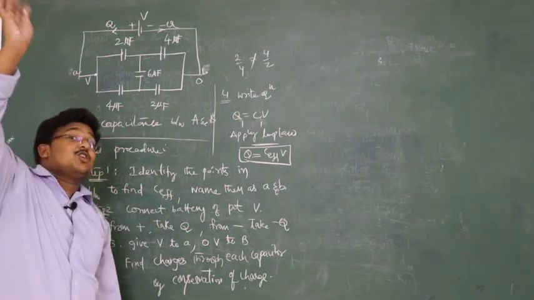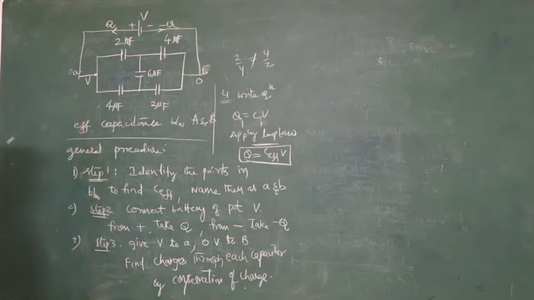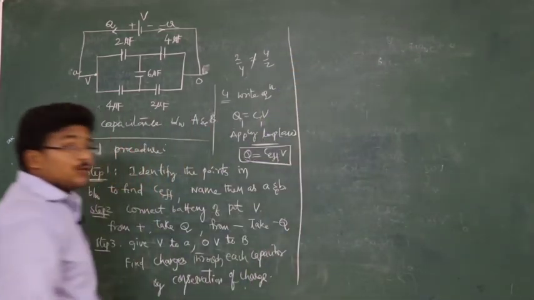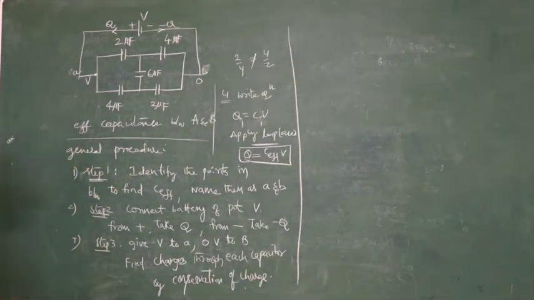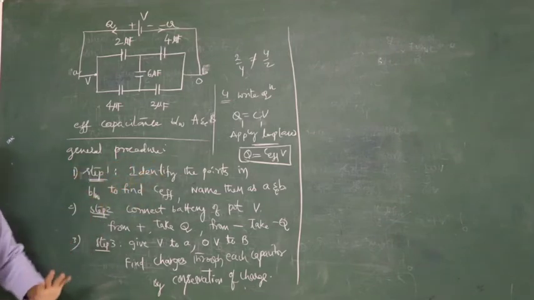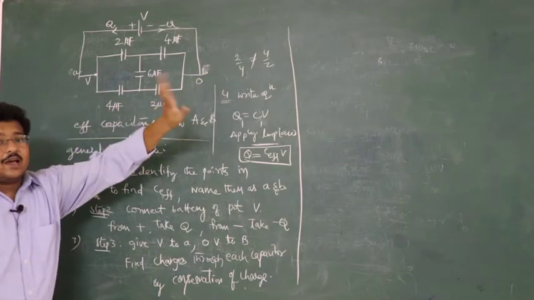What you have learned in Kirchhoff voltage law in electricity, this process you need to do, right? Now I will just do it for this question so that you can understand. The first one, in general procedure, step 1, identify the points in which you need to find out. So this is the point A, this is the point B, I have identified.